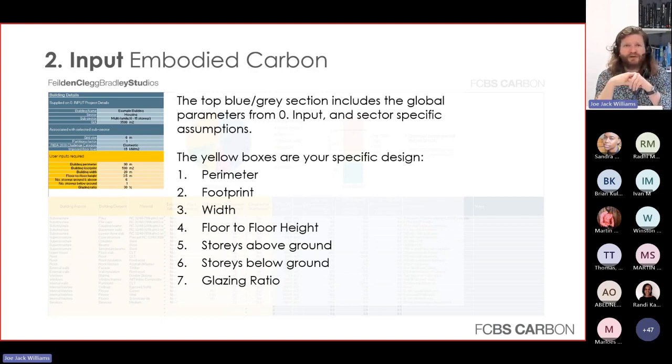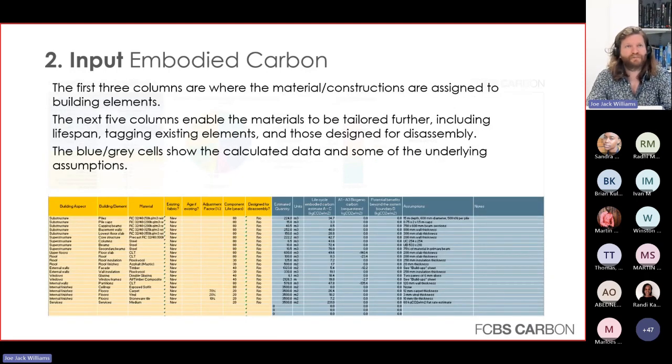The floor-to-floor height should be the total height of the building divided by the number of stories above ground. So just pick those in. And if you don't know one, guess. Glazing ratio, maybe you don't know how much glass is going to be in the building. Pick a number. You can build up the rest of the building and then change it. It's really quick to change. We can see that as well.